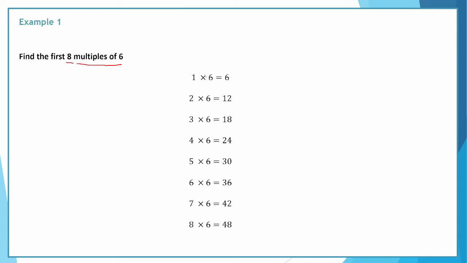I've written those out here. So we've got 1 times 6, 2 times 6, 3 times 6, all the way down to 8 times 6. And these numbers here, these are the multiples of 6. So 6, 12, 18, 24, 30, 36, 42 and 48 all form the first 8 multiples of 6.